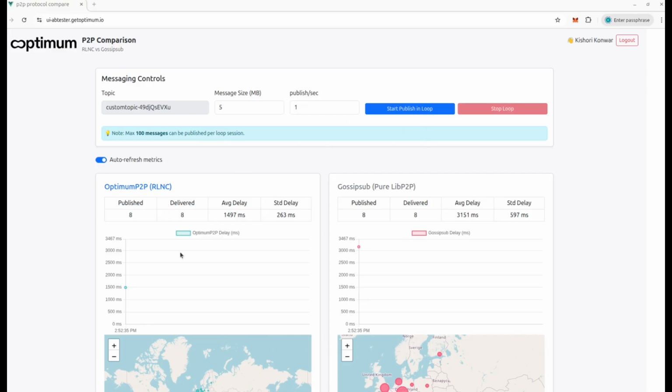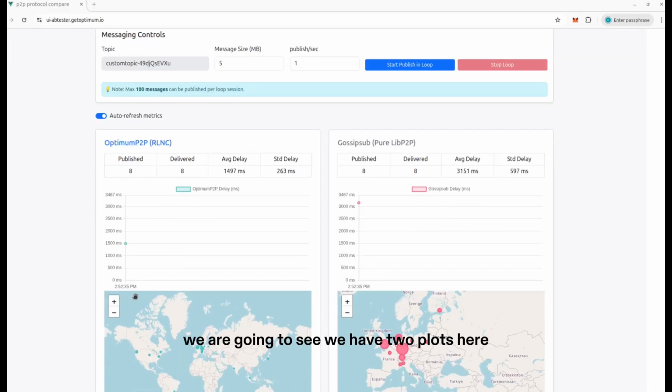We have two plots here. On the left, it will show the latency of the Optimum P2P based gossip, and on the right, we will have GossipSub. The latencies are in milliseconds, and we will have the average delay. Now what do we mean by delay?